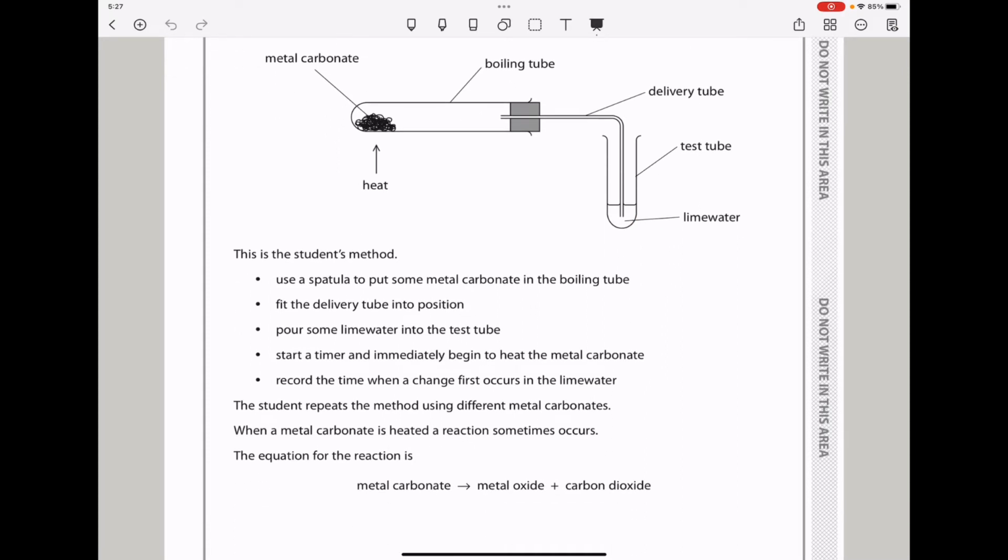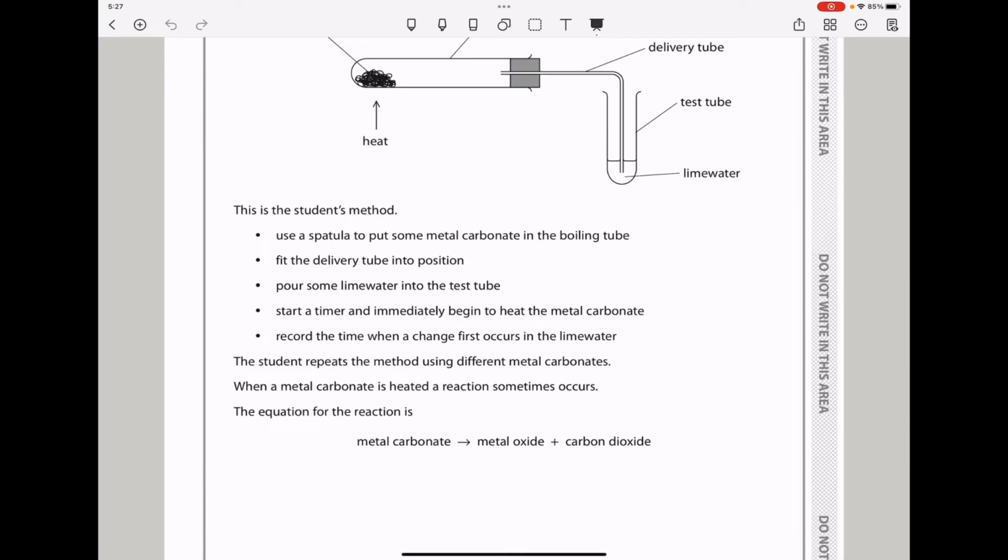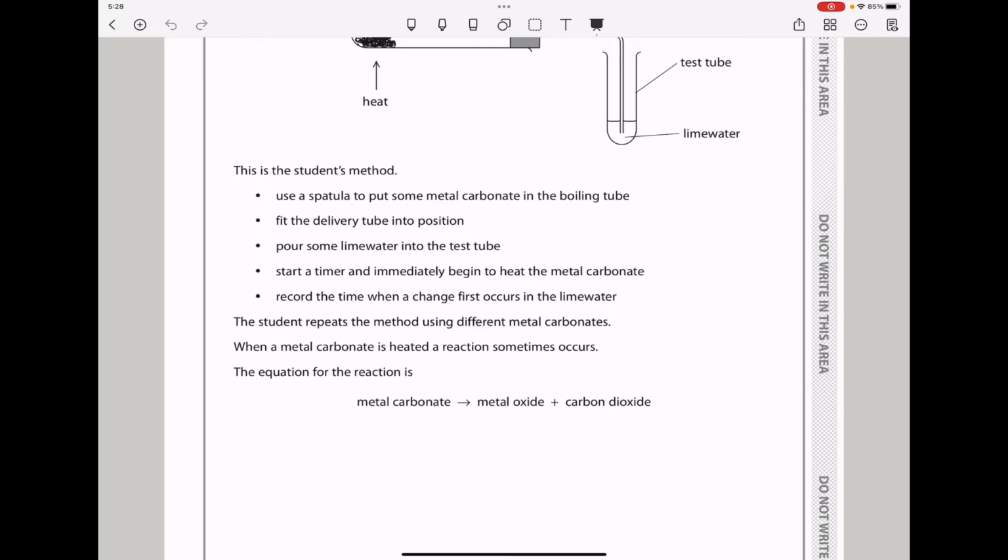So here they say, this is the student's method. Use a spatula to put some metal carbonate into the boiling tube, then feed the delivery tube into position, pour some lime water into the test tube, and then start a timer and immediately begin to heat the metal carbonate, and then record the time when a change first occurs in the lime water. The student repeats the method using different metal carbonates. When a metal carbonate is heated, a reaction sometimes occurs. The equation for this reaction is as we can see here.